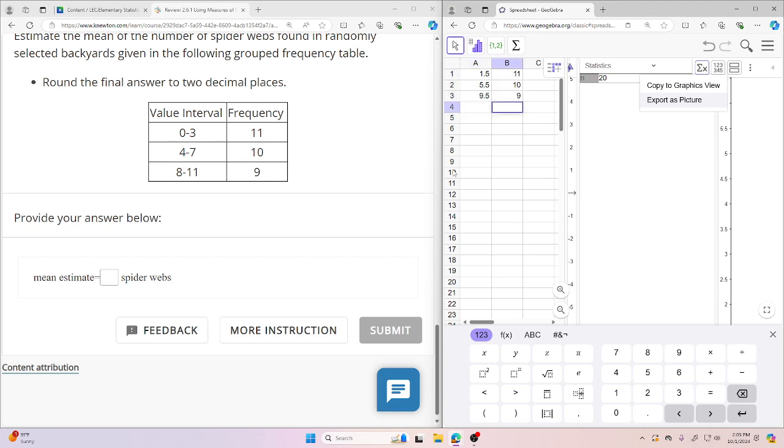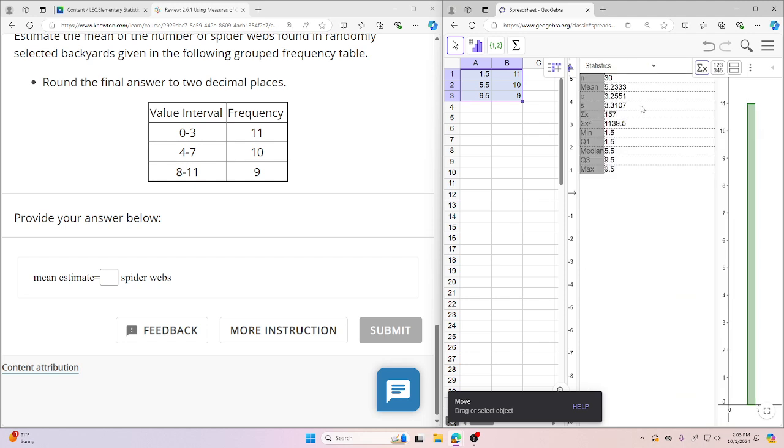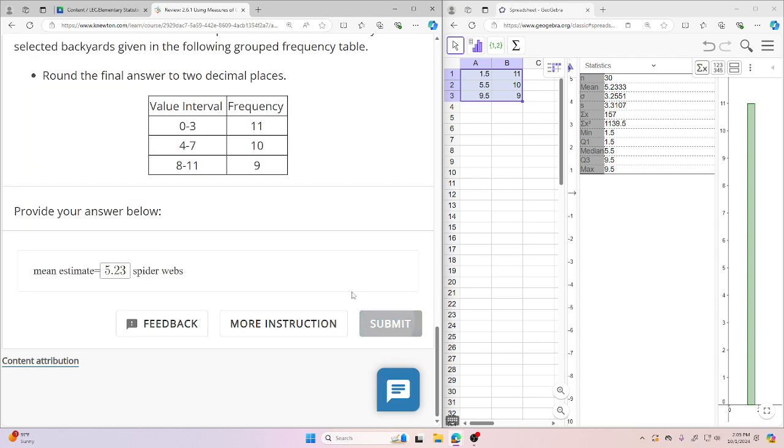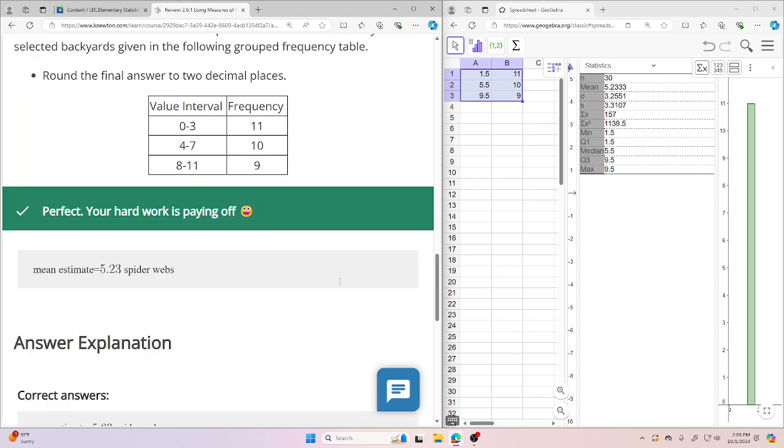10, 9. Select one variable analysis. Click this guy. The mean is 5.23. Spider webs. Yay. Is that okay? Cool.